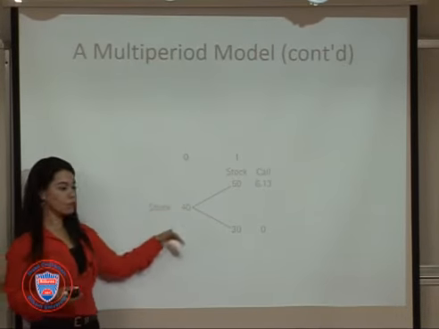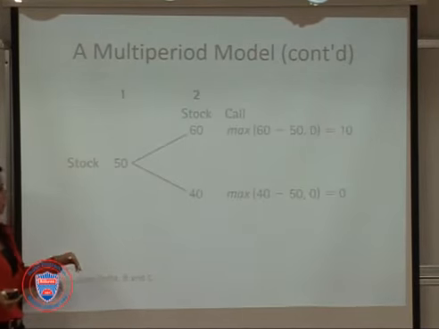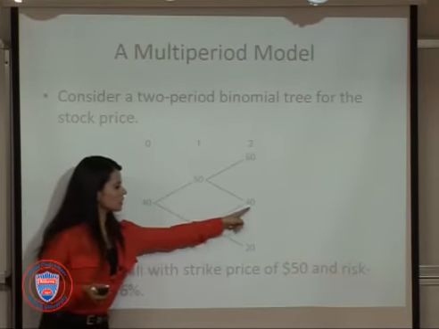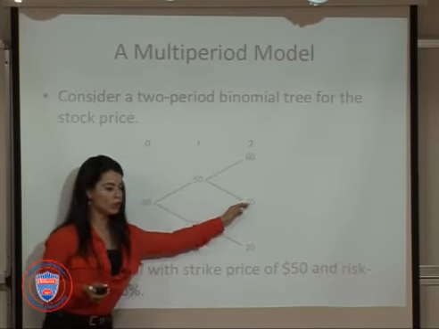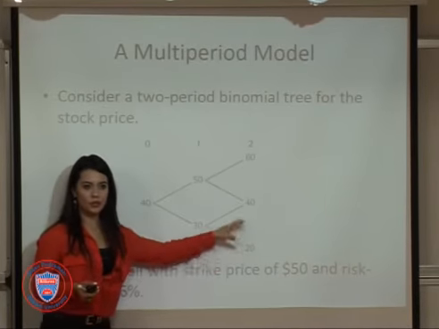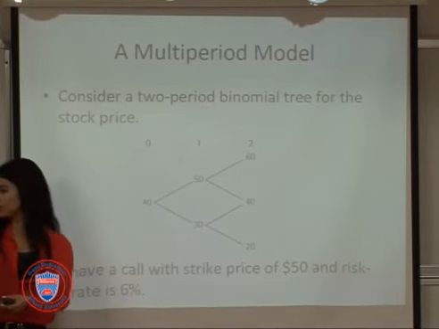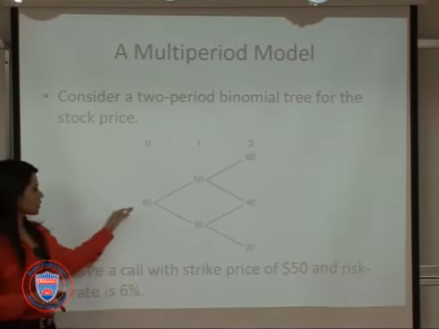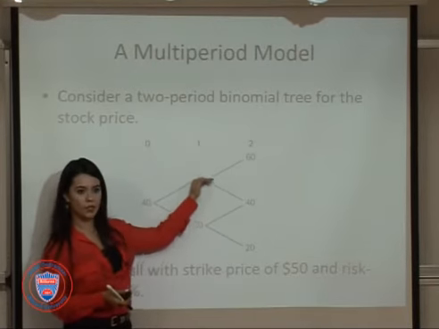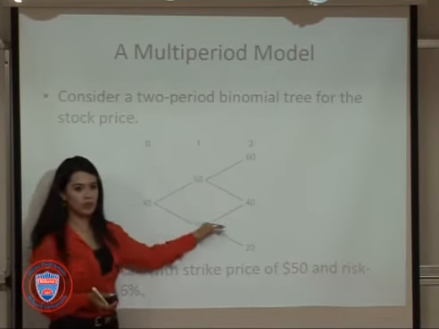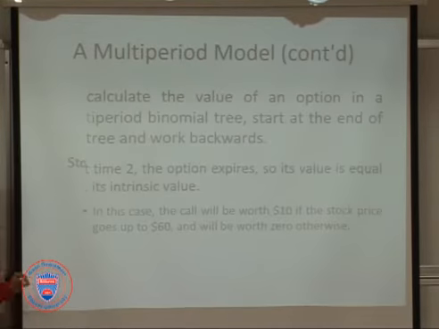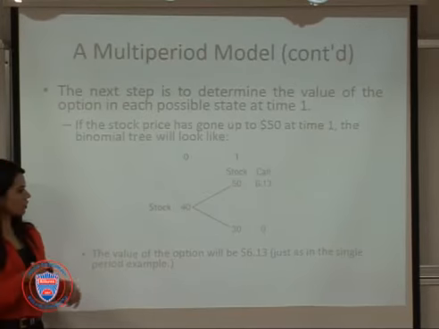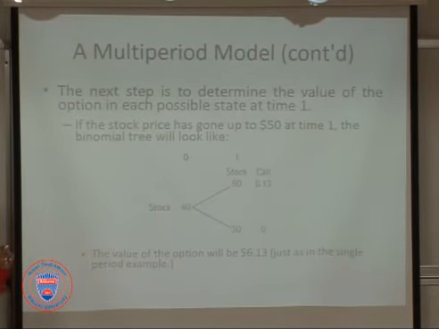If we are in the down branch, let's go back to our original picture. If we are here, you're not exercising the call. So the value of the call is 0. I don't need to do any of those things because the call is worthless anyway. So I know that if I'm here, the call value is 6.13. If I'm here, the call value is 0. So this is what we have. Okay? So the value of the option is either 6.13 or 0.